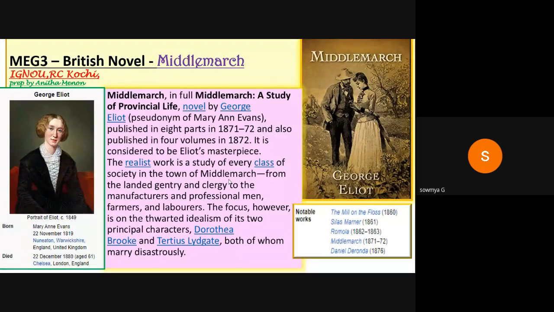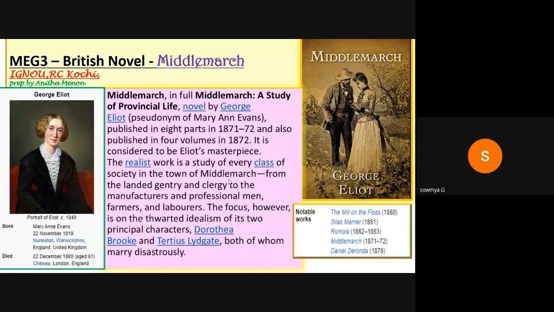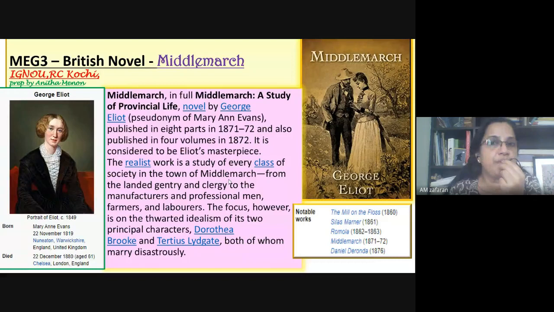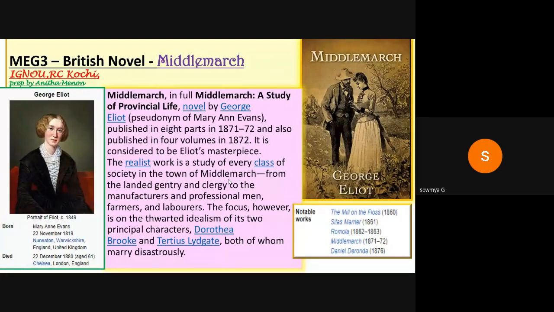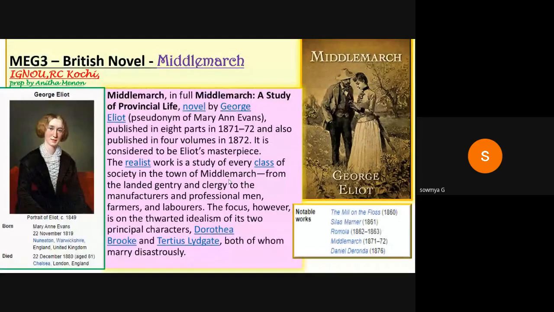Now, this was published in 8 parts in 1871 to 72, and also published in 4 volumes in 1872. It's considered to be Eliot's masterpiece. The realist work is a study of every class of society in the town of Middlemarch, from the landed gentry and clergy to the manufacturers and professional men, farmers and laborers.